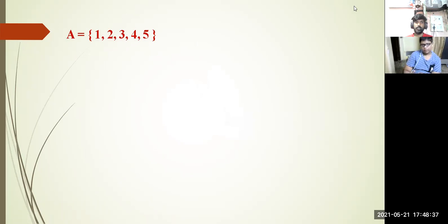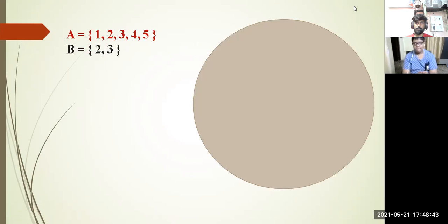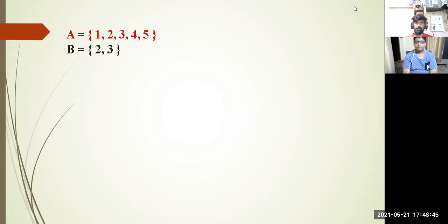A is 1, 2, 3, 4, 5. B is 2, 3. Okay, I want you to write this and find out A intersection B, find out A union B, and also I want you to draw the Venn diagram for it.